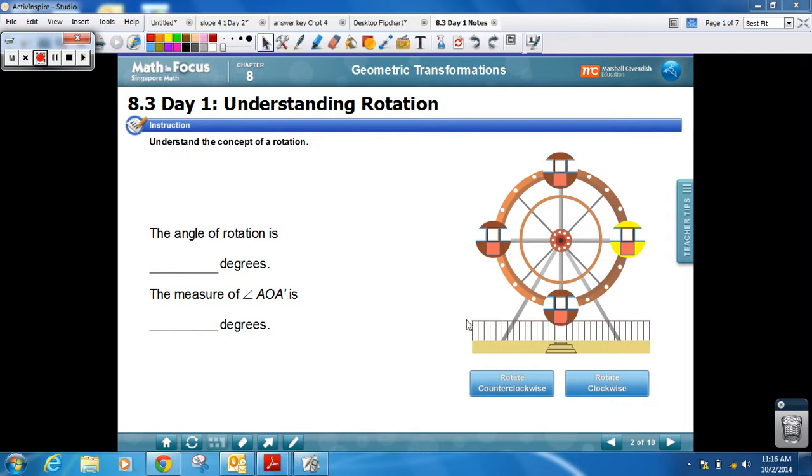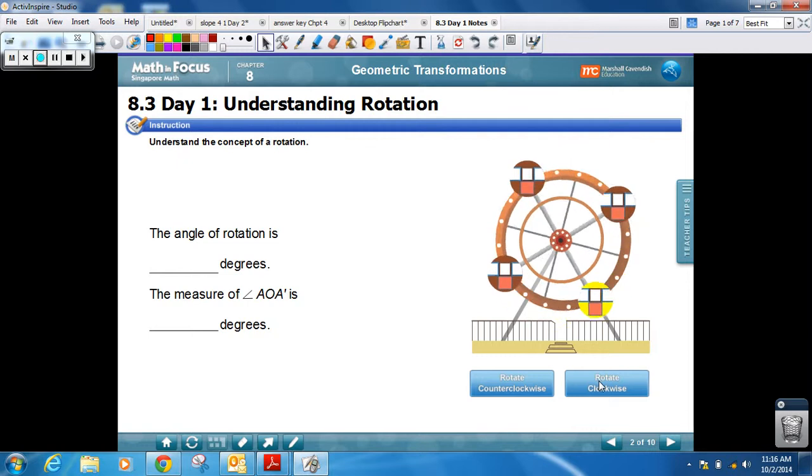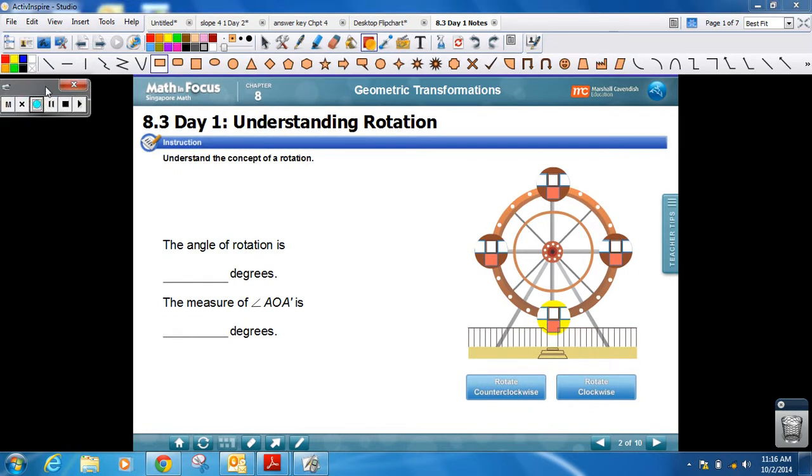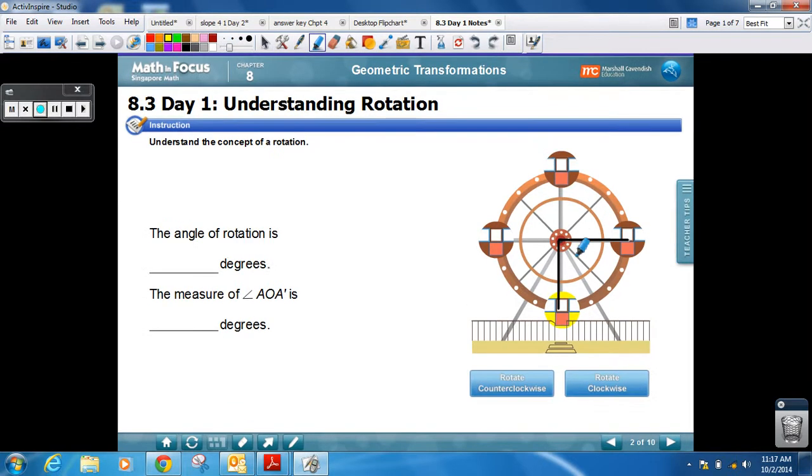And we're going to rotate it clockwise, which means it's the same direction as a clock. So if I rotate it the same direction, it went from here to here. In order to find the angle of rotation, you connect the original point, let me change that color, the original point to our image, and whatever the angle is is our angle of rotation. So if I look at that angle there, that is a 90-degree angle.